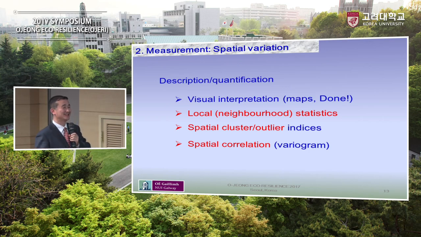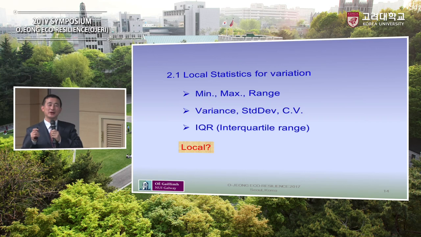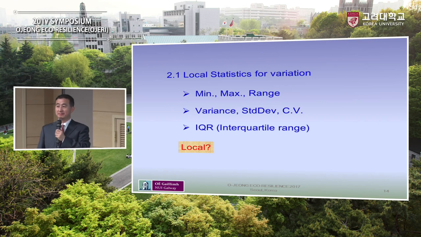The second way I'm going to talk about is using statistics. When we have a data set, how do we measure variation? We get minimum, maximum, value range, standard deviation. So that's how we do it. But we get only one value for a data set. But here, I use local statistics. We are going to get a variation map.